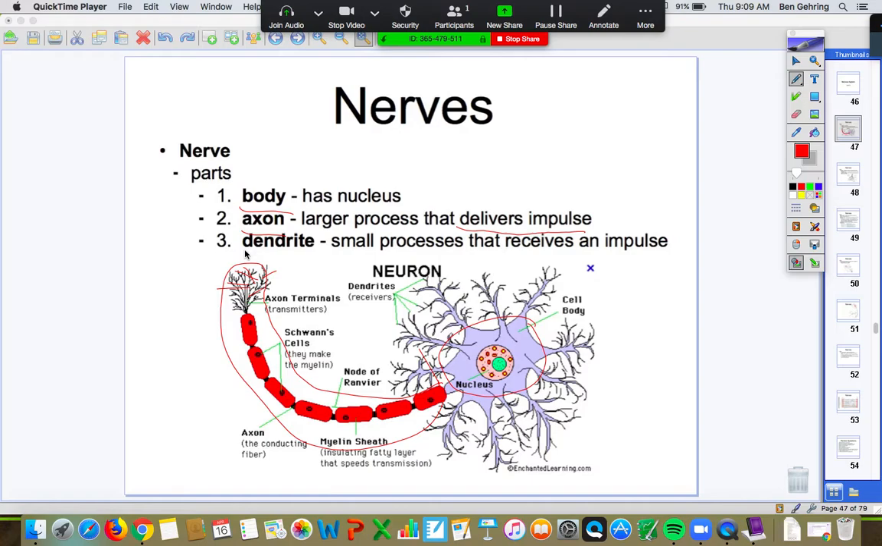Those signals are then picked up by what are called the dendrites. All of these little branches out here are your dendrites. These are the dendrites that pick up the signal from the axon. So the signal runs this way: it goes from your dendrites to your body. Your body picks up and says, okay, that's enough signal to pass it. It goes down the axon and gets released down here to the next cell.